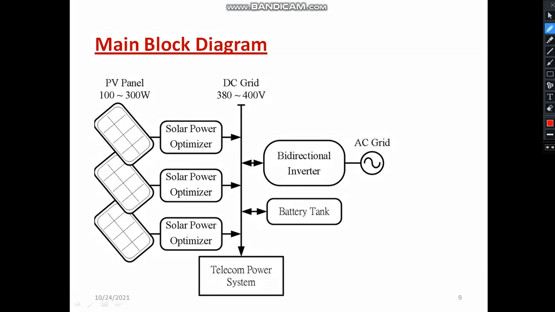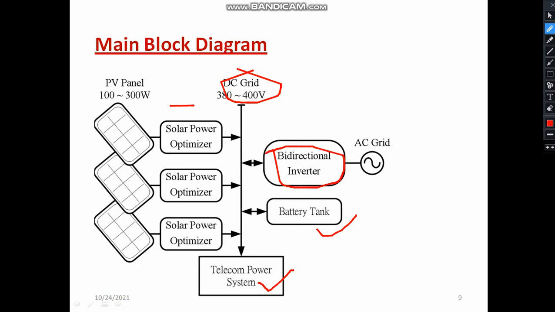The PV panel is the main source. The PV panel supplies power to the DC grid, and the interfacing device is the solar power optimizer, SPO. It includes the converter with a suitable MPPT algorithm, and the DC grid powers the telecom power system, and we also have the battery bank. Suppose you want to supply power to the AC grid, then you are supposed to use a bidirectional converter.